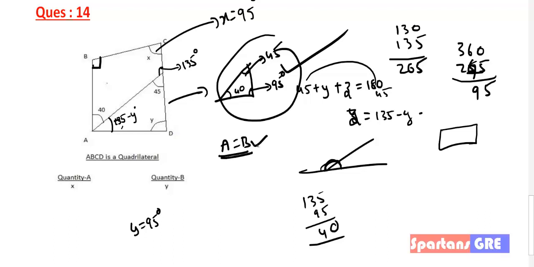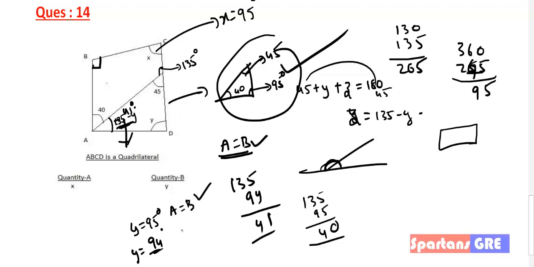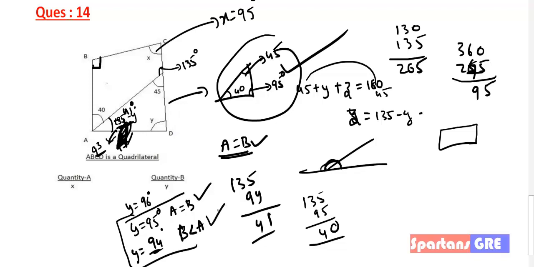Now let us take a value less than 95. If I take y as 94 degrees, this will become 135 minus 94, which is 41 degrees. So this is also correct. This is also a proper triangle. So here B is less than A is also correct. Just take two cases: A equal to B, it is valid; B less than A, that is also valid. So since we are unable to say a clear cut answer, the answer will be D here.